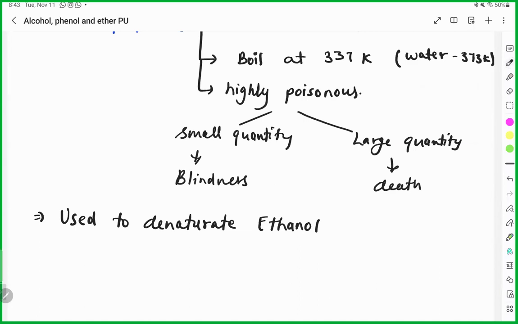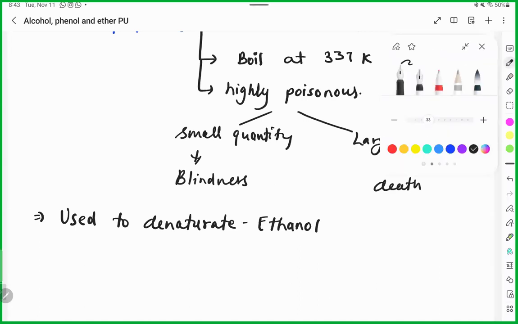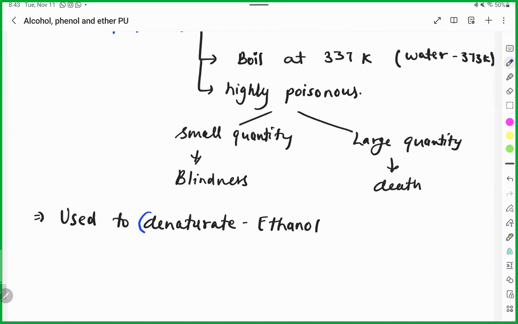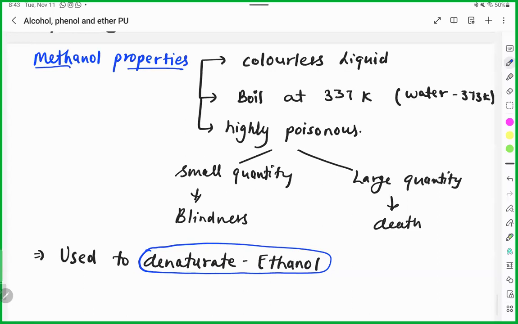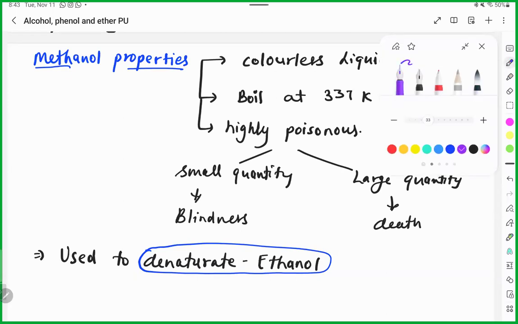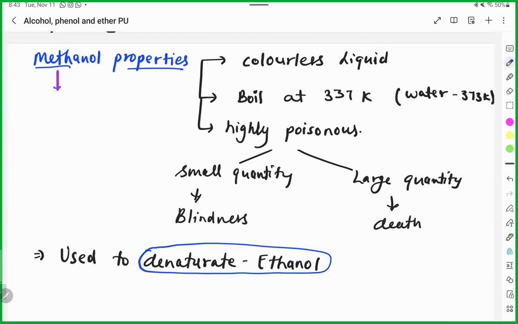So it can denature the ethanol, and if this truck driver tried to consume it or sell it, people can die. That's why he will never use it, right? This is the normal physical property. What are the uses of it? There must be some uses. That's why we are producing it.